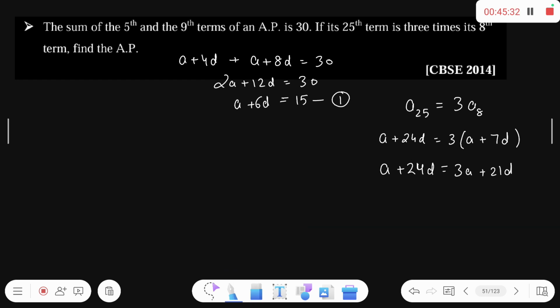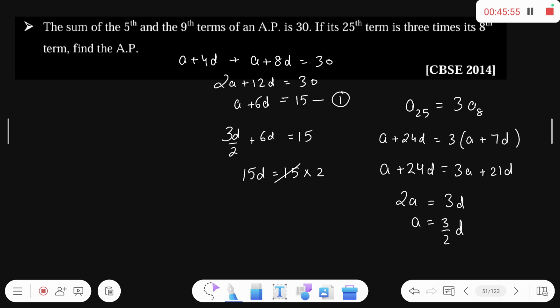24D, or you can say 2A is equal to 3D, or A is equal to 3/2 D. Putting this value here, 3D/2 + 6D is equal to 15, or 12... 12 plus 3 is 15D is equal to 15 cross 2, cancel, D is equal to 2. If D is equal to 2, then A is equal to 3.